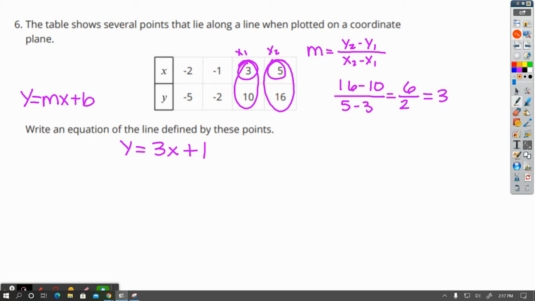And that also works if you plug in -2. So 3 times -2 is -6, plus 1 is -5. 3 times -1 is -3, plus 1 is -2. So there's your equation there.